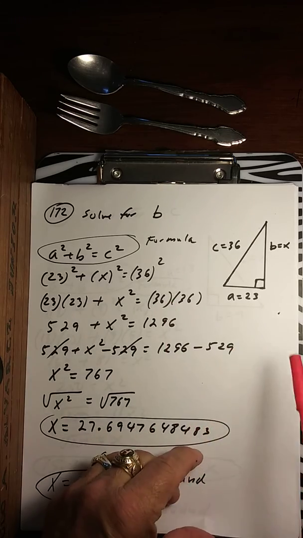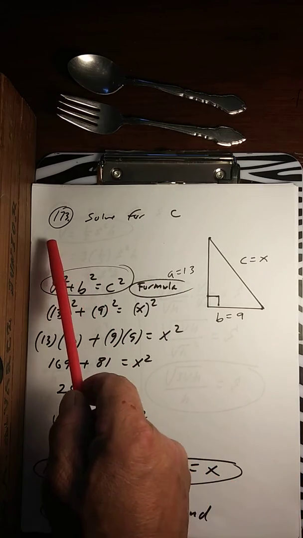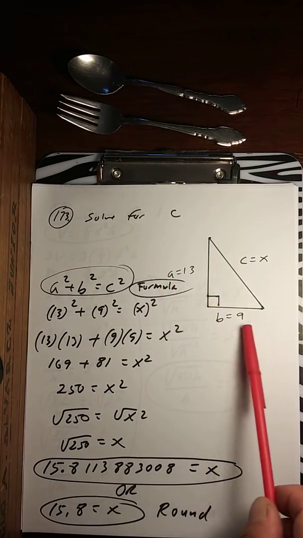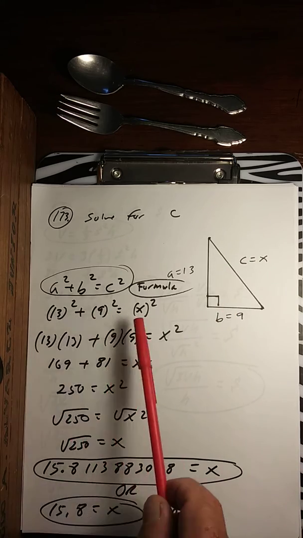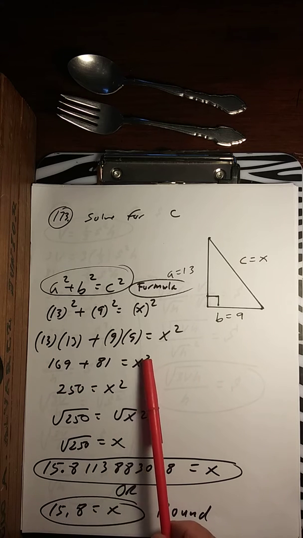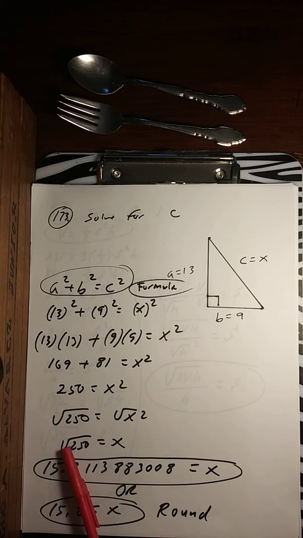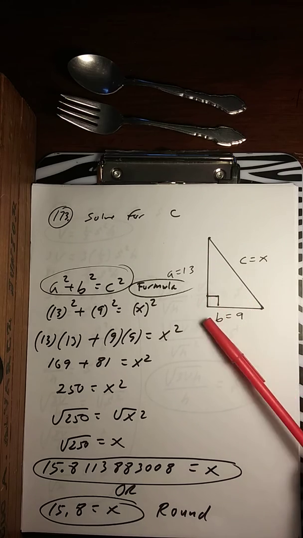Using the Pythagorean Theorem, leg, hypotenuse. Oh, another one. Pythagorean Theorem says a squared plus b squared is c squared. Well, that one's a missing number. So we have 13 squared, 9 squared is this. 13 squared is 169. 250 equals x squared. So the square root of this equals x. Or all this number. Or round it off to 15.8.